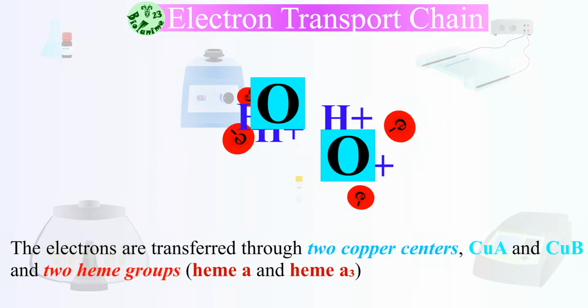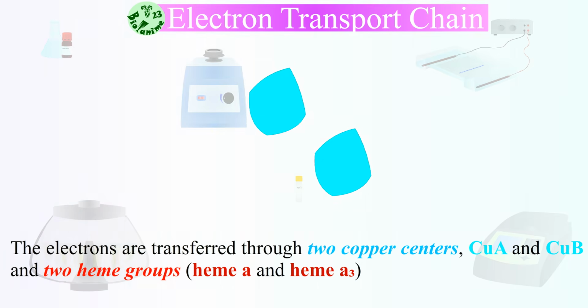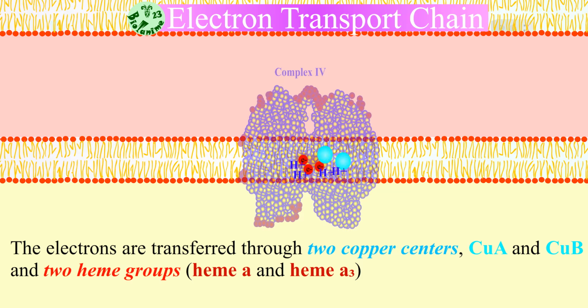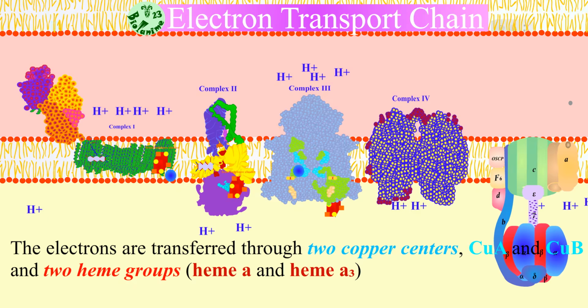Once oxygen receives 4 electrons and combines with 4 protons from the mitochondrial matrix, it is reduced to form 2 molecules of water. The energy released during this electron transfer enables complex 4 to pump 2 additional protons from the mitochondrial matrix into the intermembrane space, further strengthening the proton gradient. By the end of the electron transport chain, complexes 1, 3, and 4 have pumped a large number of protons from the mitochondrial matrix into the intermembrane space.